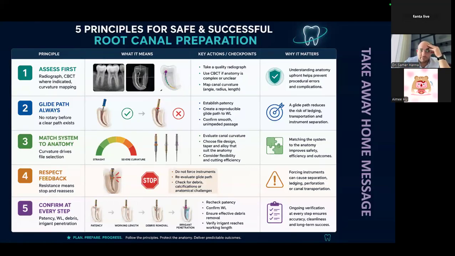Assess first. This is a take away home message, please, if you have time, take a photo of this slide. It's very important to always look at it, maybe print it, have it over your wall.